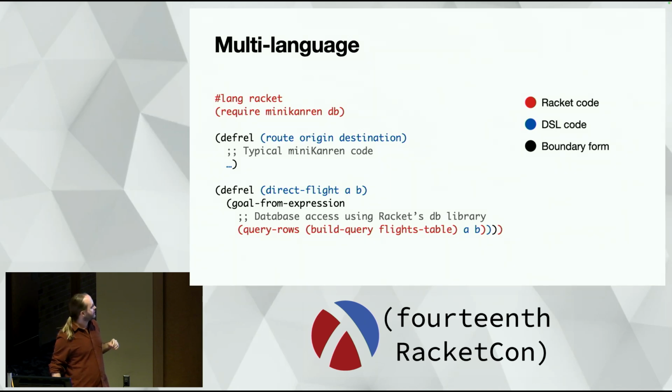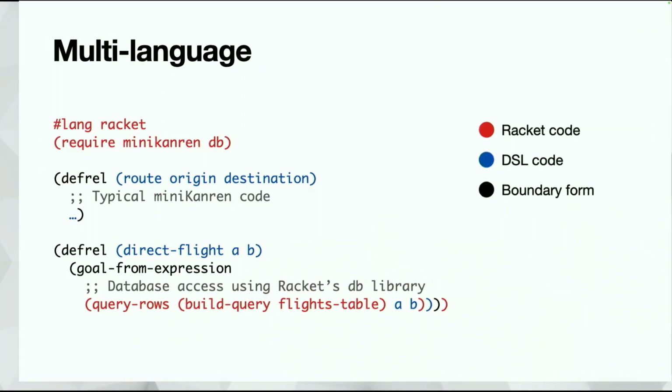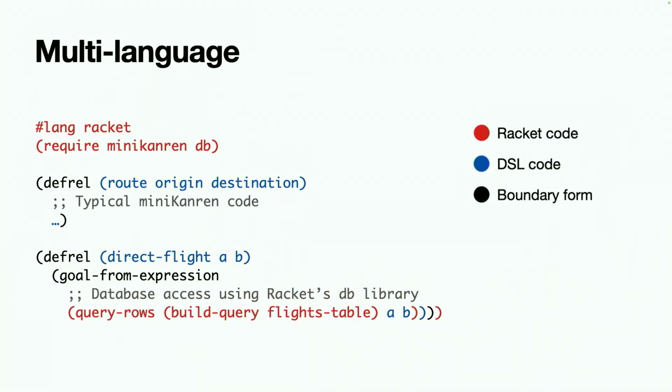And not only do we want miniKanren code on its own, we also want to be able to create a DSL where we can mix miniKanren code with Racket code in interesting ways. So here's a particular program where we really have a motivation to do that. It's defining a relation called route that relates two places that you can get to by taking plane flights. And the direct flight relation is where you can get to by taking a single plane flight. So the route relation is going to be the transitive closure of the direct flight relation.